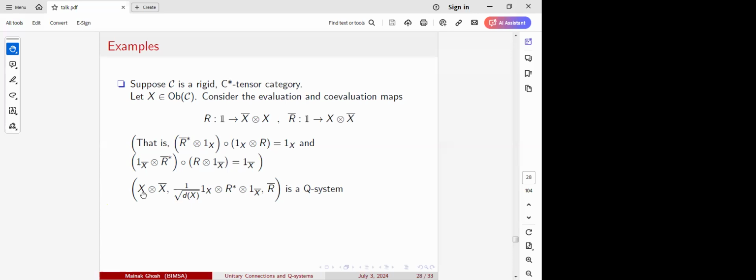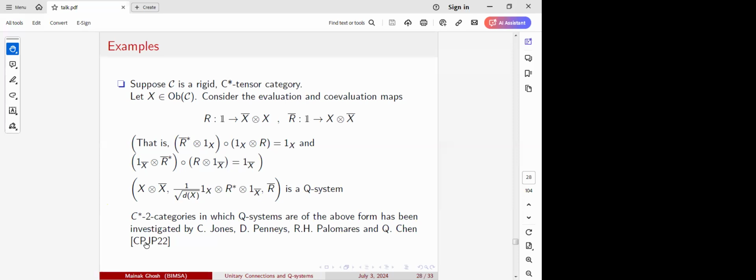And I have already discussed that not every Q system is of this form, right? Now, in this paper, the authors introduce the notion of Q system completion to characterize those C-star 2-categories in which every Q system is of this form. If a Q system is of this form, we say that the Q system splits. And if in a 2-category every Q system splits, then we say that the 2-category is Q system complete. My goal is to show that the 2-category of unitary connections described in part 1 is Q system complete. The title of this paper is Q system completion of C-star 2-categories.